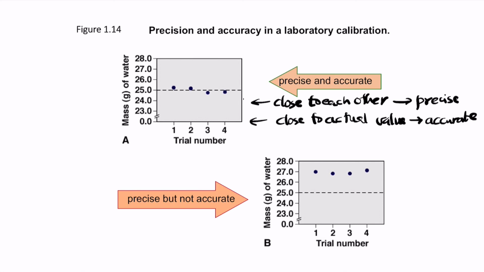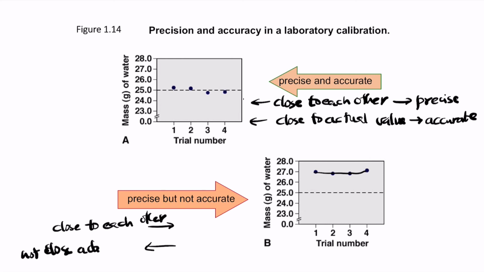In the same way, let's look at this example. Here, all of the values are really close to each other. But they are not close to the actual value. So this is an example of being precise but not accurate.